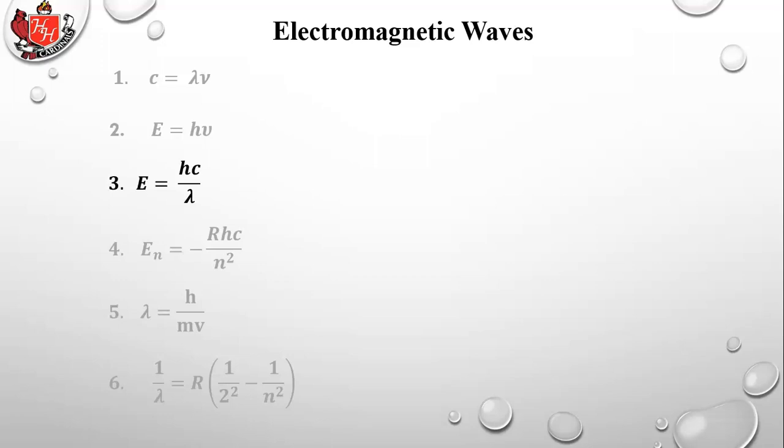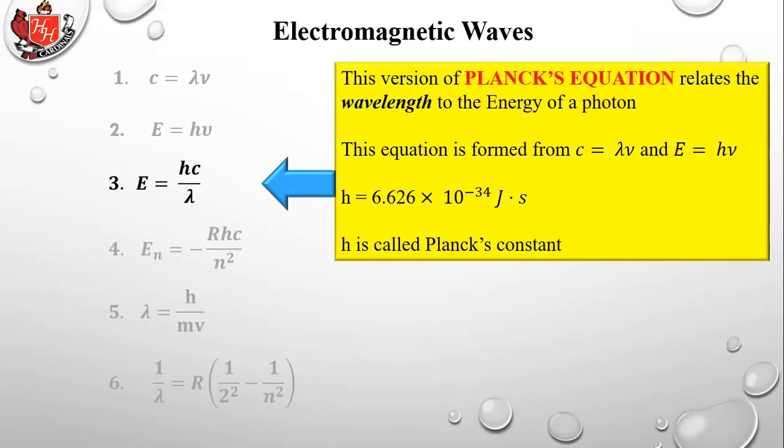So what equation 2 does, we know that frequency is a characteristic of the wave nature of light, so it relates frequency to the energy of a photon. Number 3 relates the wavelength, which is also a characteristic of the wave nature of light. So it relates the wavelength, that's the lambda on the bottom, with the energy of a photon. So if you know either the frequency or the wavelength, then you can know what the energy in one photon is. So this version of Planck's equation relates the wavelength to the energy of a photon.